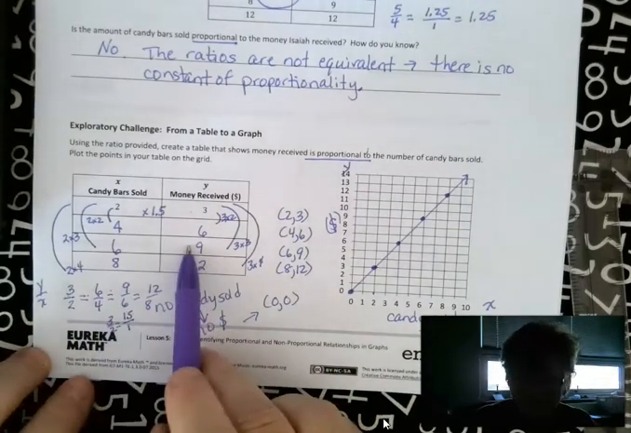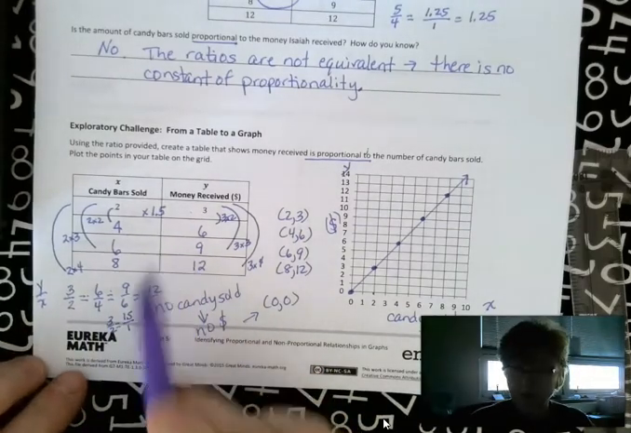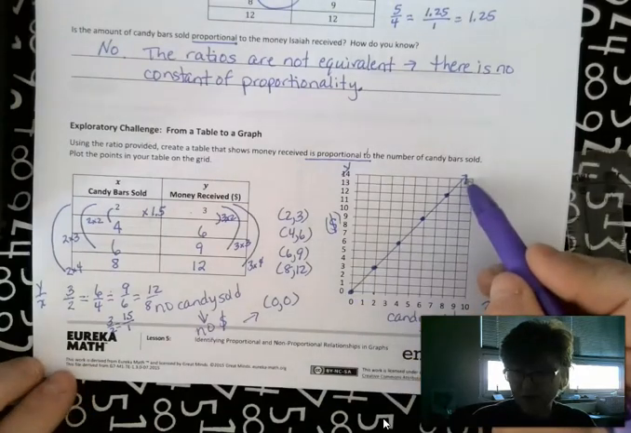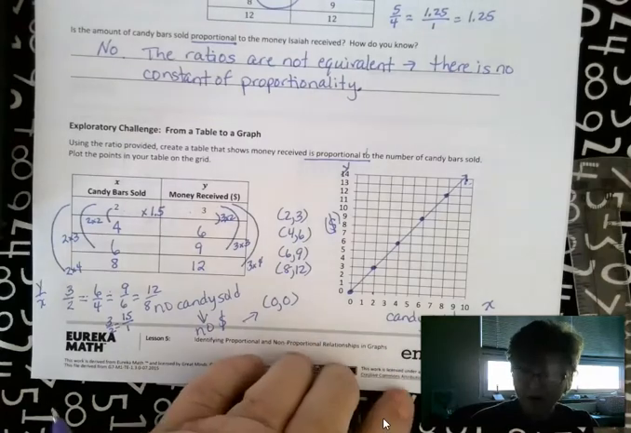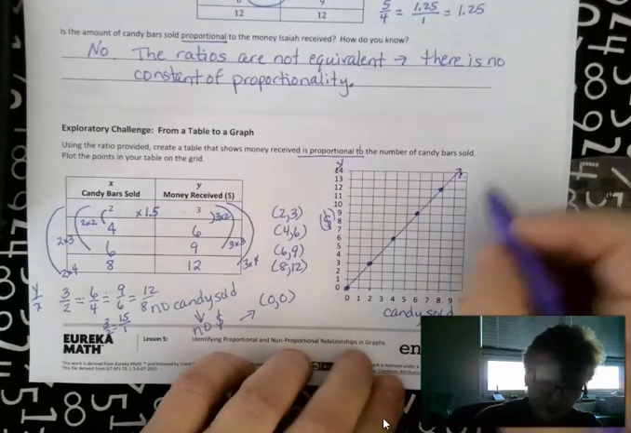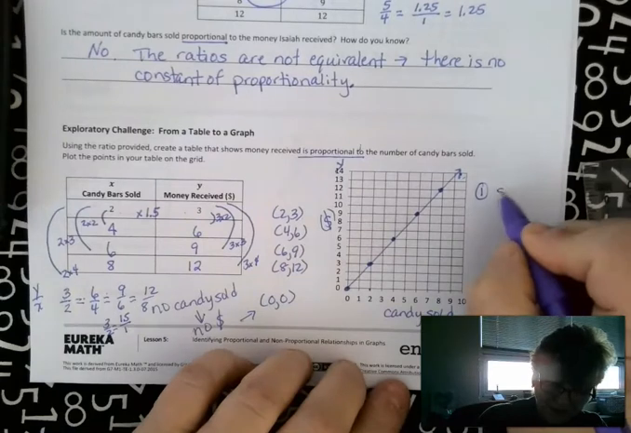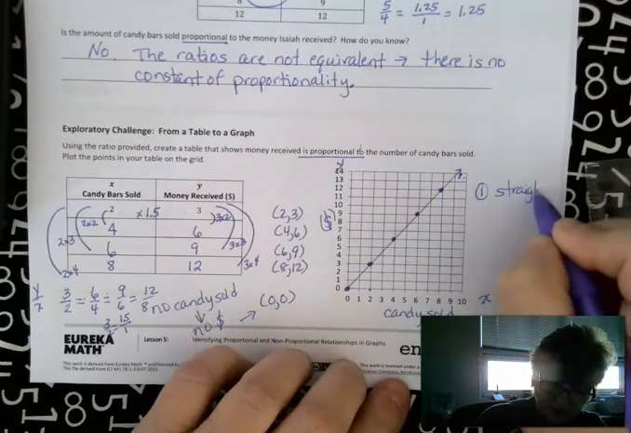So the fact that my table is showing proportionality is great, but how awesome is it that you can find proportionality in a graph based off of two things? The first is, is it a straight line?